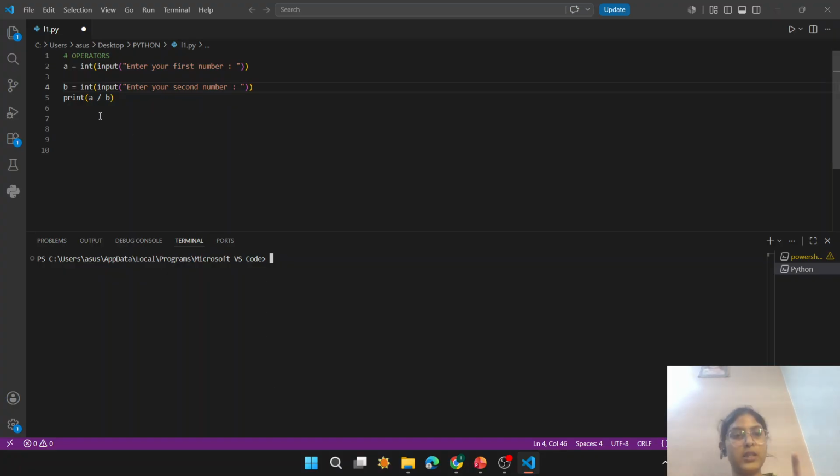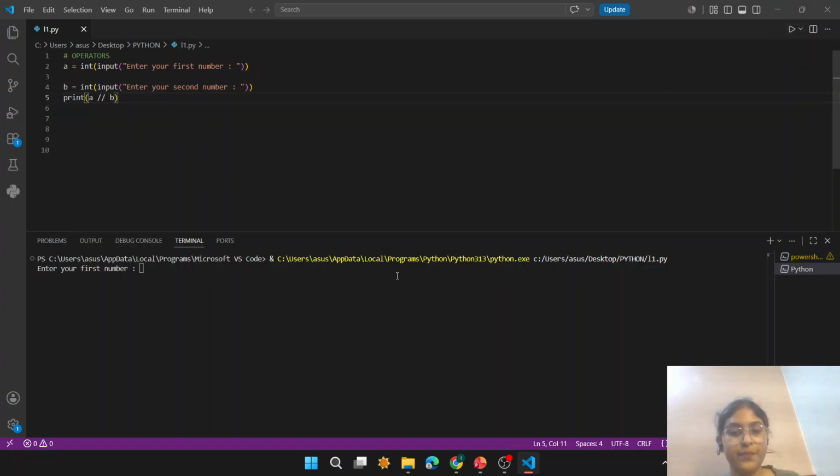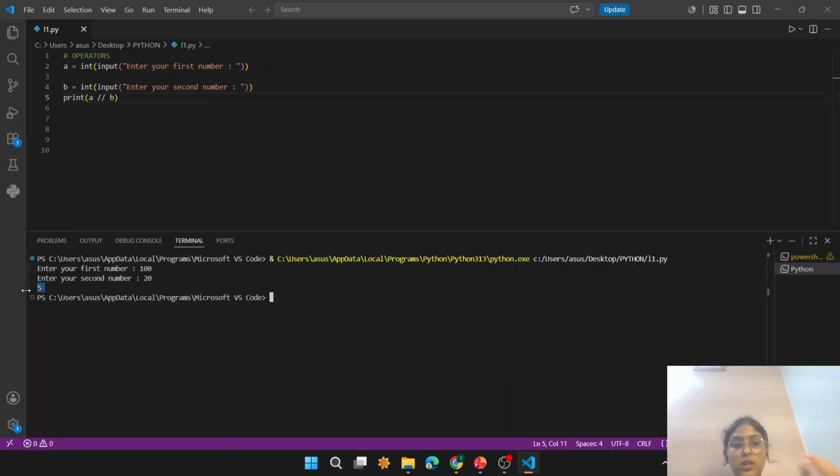So whenever you see this symbol, think the answer would be in decimals. Now, what if I wanted division in integer only? Then I will use floor division. This is an example of floor division. When we are using those double symbols, then we get the answer as a simple integer. Remember that floor division removes the decimal part.